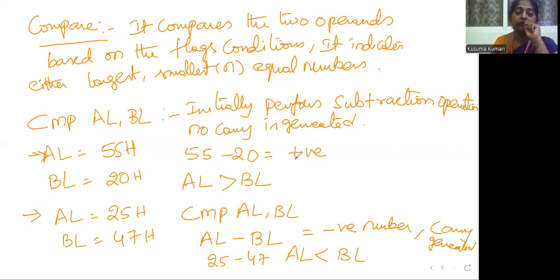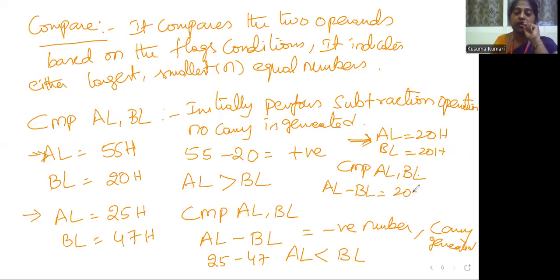Suppose in the third condition, AL is equal to 20 hexa, BL is also equal to 20 hexa. If we are using compare AL comma BL, then what happens? It performs AL minus BL operation. That means 20 minus 20. The result is 0. Result 0 means the zero flag is set. When the zero flag is set, this instruction indicates both the operands are same.